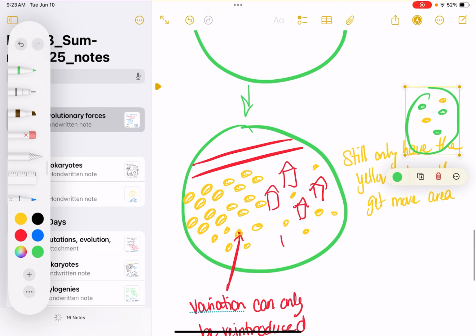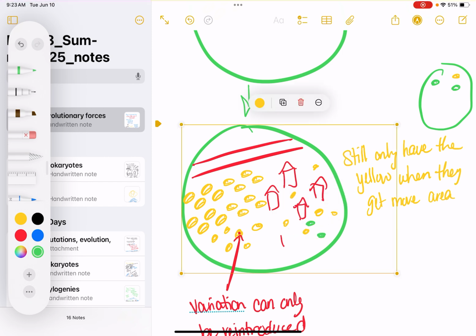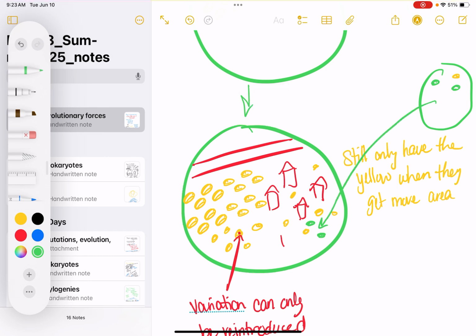Maybe if we still had some individuals over here, maybe some of these individuals could actually go into this population as well. So maybe these guys come over into this population. So we could also have gene flow introducing additional ones. So gene flow could also introduce variation.